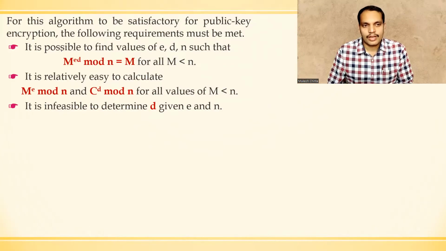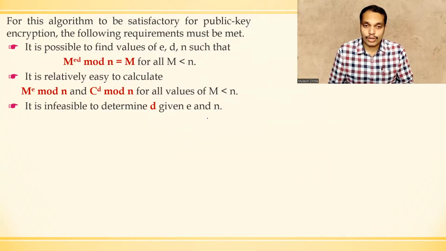Now, if you see here, the first requirement states that it is possible to find values of E, D, and N such that M power ED mod N is equal to M for all M less than N. That means these should work as inverses, so M power E into D mod N is equal to M. And it should also be relatively easy to calculate both the calculations that I showed you earlier. This is your encryption calculation, M power E mod N, and this is your decryption calculation, C power D mod N, for all the values of M less than N.